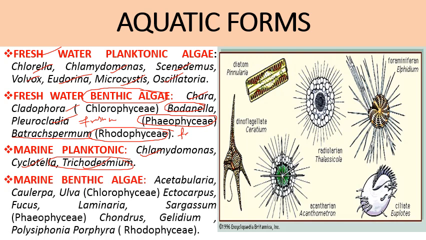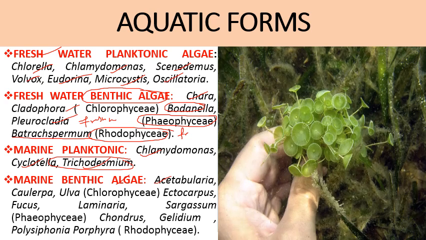Then we have marine benthic algae, which is found at the bottom of saltwater bodies. It includes Acetabularia. Acetabularia is the largest plant cell. Then we have Caulerpa and Ulva. Ulva is a member of Chlorophyceae, green algae.